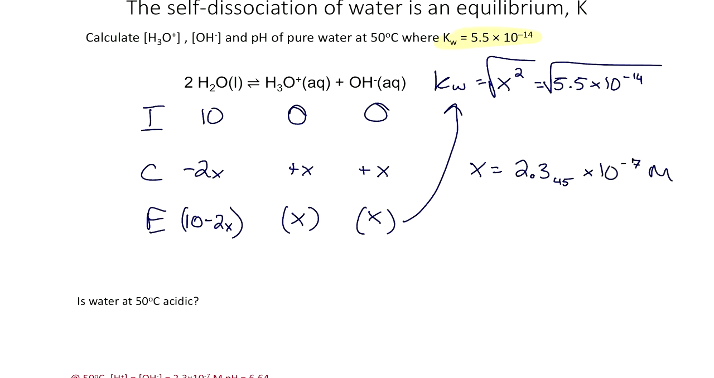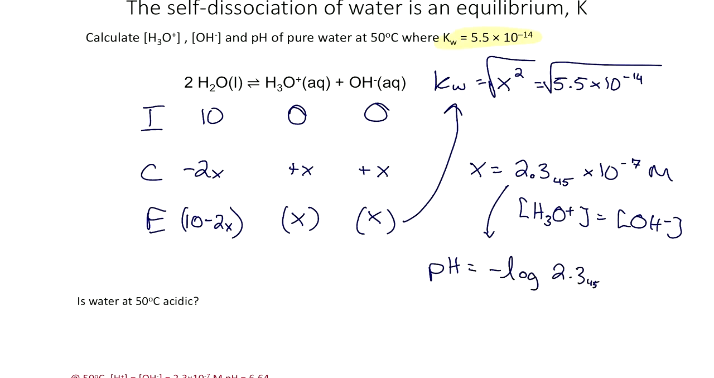So this concentration is the concentration of what? In the ICE table, x is equal to H plus concentration, or hydronium concentration, and hydroxide concentration. So how do we calculate the pH of this? Just take the negative log of that number we just got, because that is the concentration of H plus. So our pH is equal to negative log 2.345 times 10 to the negative 7 molarity. And so we get that the pH is equal to 6.63.